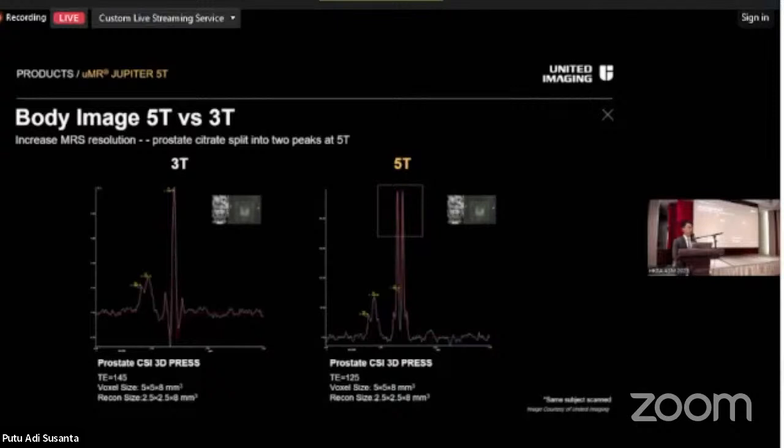We all know that in prostate cancer, the metabolite citrate is very important. So with this case, we can see that on the 5T spectra, we have the split of the citrate peak. And this peak is actually a doublet. However, if you have 3T or lower field strength scanners, you may not be able to see that difference just because of the limited spectral separation at lower field.